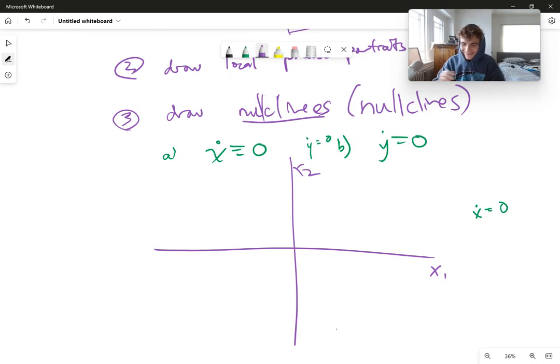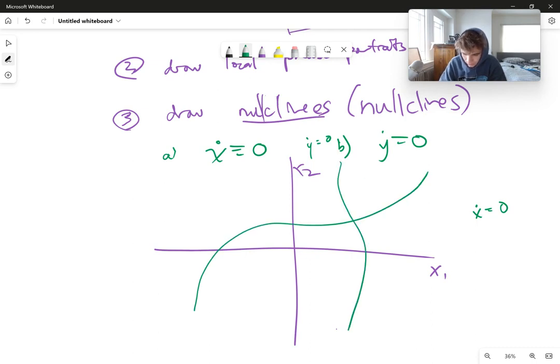Null lines again. Say I have some null lines that look like this. Let's say this one is y dot equal to 0, and this one is x dot equal to 0. The next step is to analyze every intersection of your null lines. If the null lines intersect, what is that intersection point? It's a fixed point. So all the fixed points will occur at the intersections of the null lines, because both x dot and y dot are 0 at the intersection. So here are the fixed points that I've already analyzed, with the linear approximations done, so I have the local portrait around each fixed point.